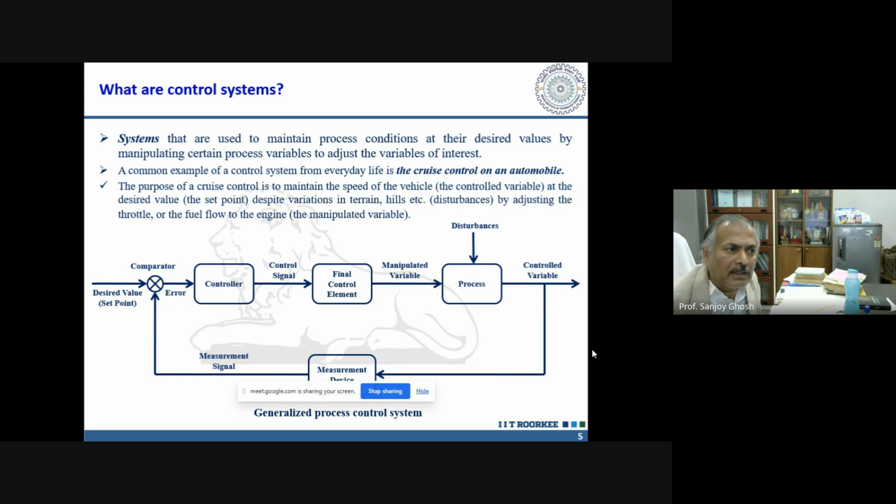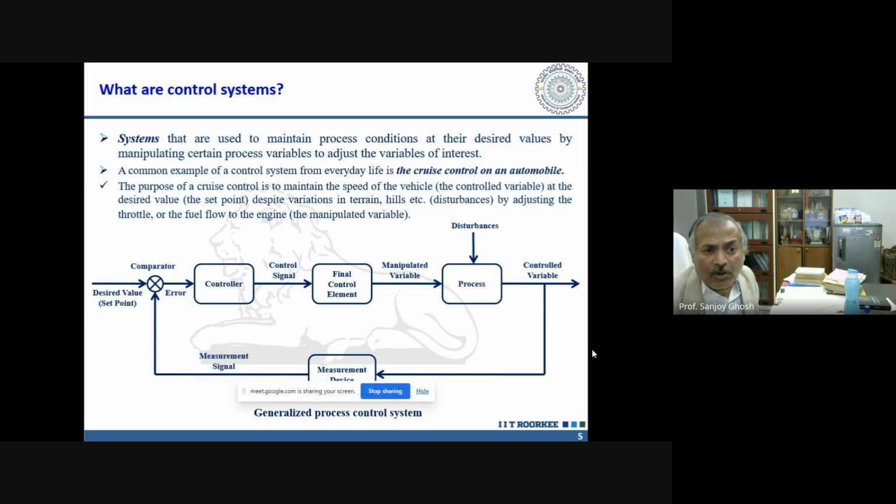Here, cruise control is there. The purpose of a cruise control is to maintain the speed of the vehicle at the desired value despite variations in terrain, hills, that is called disturbances, by adjusting the throttle or the fuel flow to the engine. Now look at what I said, that fuel flow control is the important thing. Unless the right amount of fuel is going to the air, you cannot control this thing.